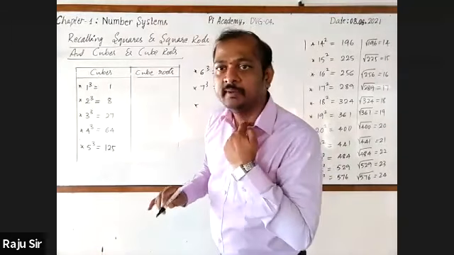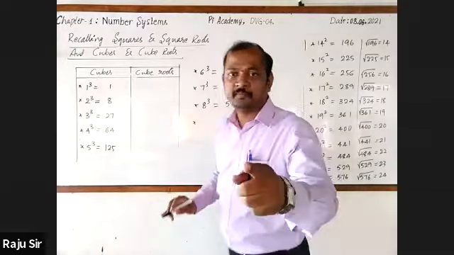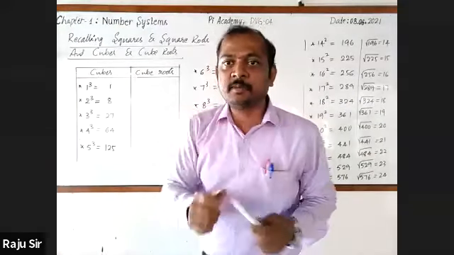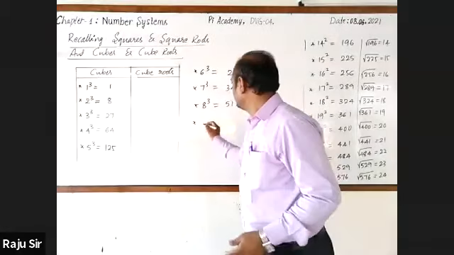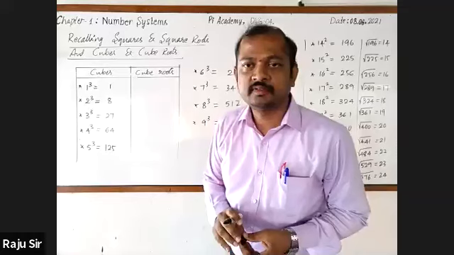Lekha KV. What is 8 cube? Don't tell. It is 512. Then Rakshita B. What is 9 cube? 729.